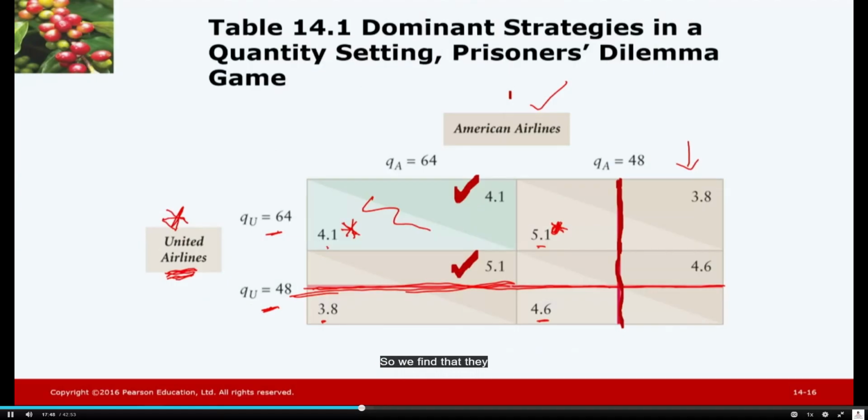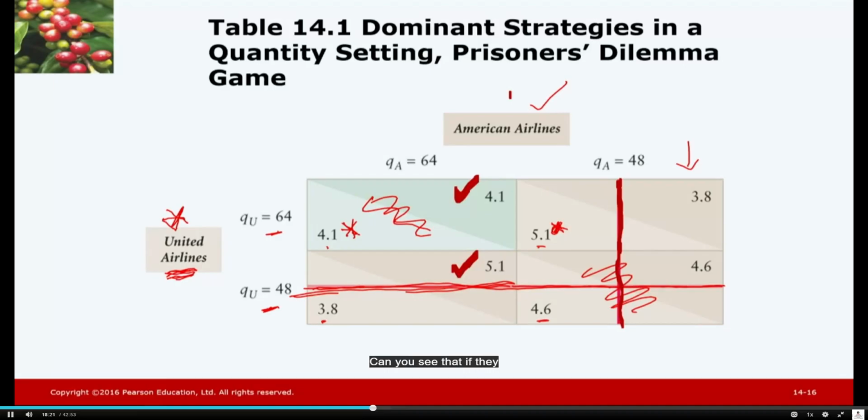Okay, so we found that they were in Nash equilibrium here. But is that the very best they could be doing? No. This quadrant over here actually represents the maximum joint profits. They could each be earning 4.6 million, instead of 4.1. So why aren't they operating there? What's the problem? And the answer is that there's a lack of trust.